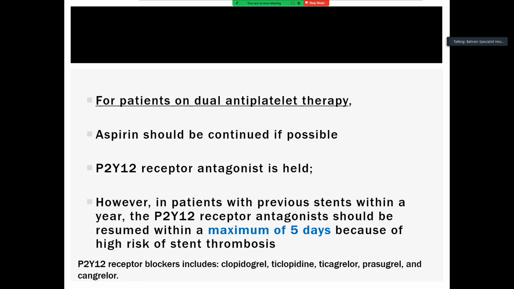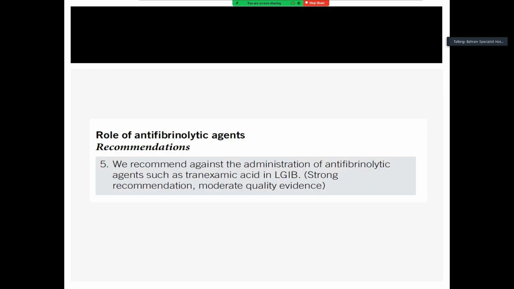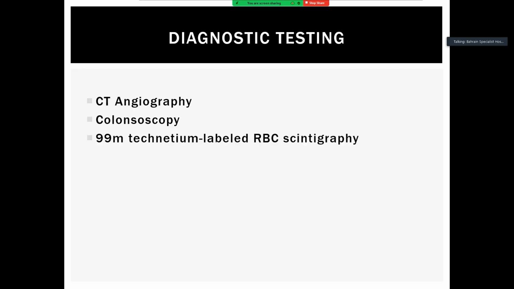But a multidisciplinary approach is also required in this case. There is no recommendation for using an antifibrinolytic agent, which is tranexamic acid, in lower GI bleed, or even in upper GI bleed. So whenever the patient presents to us, we look at hemodynamic instability, and we consider the coagulation profile of the patient. Now we need to identify how we will diagnose the cause of the lower GI bleed. There are three diagnostic tests: CT angiography, colonoscopy, and RBC scintigraphy.